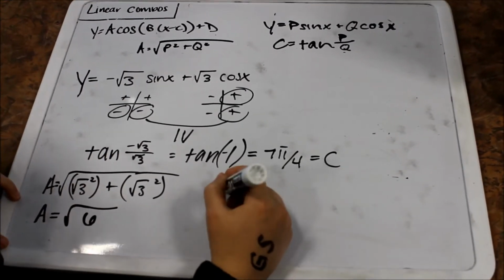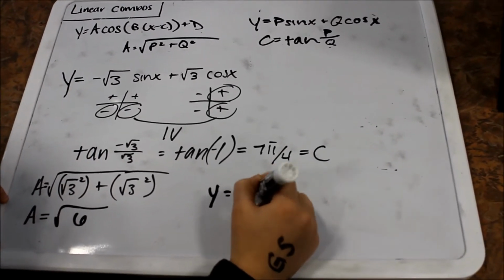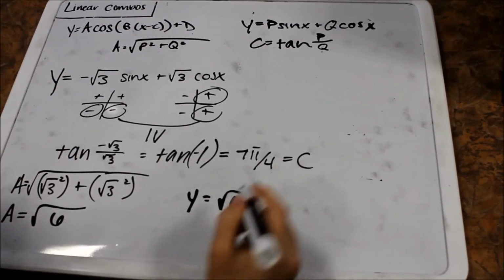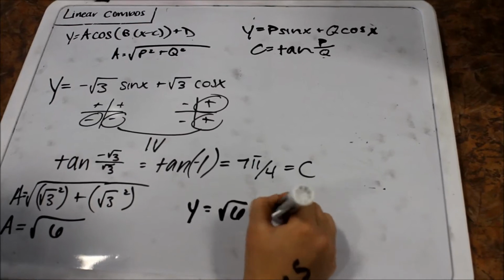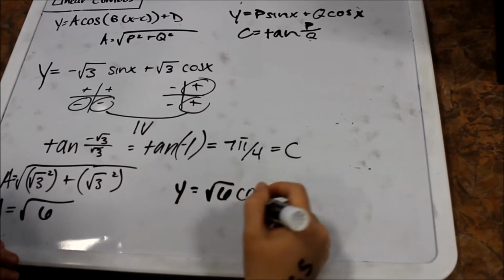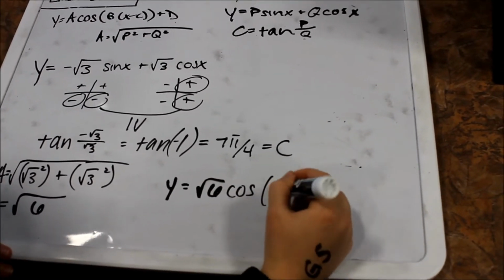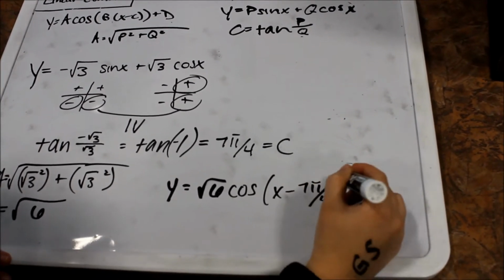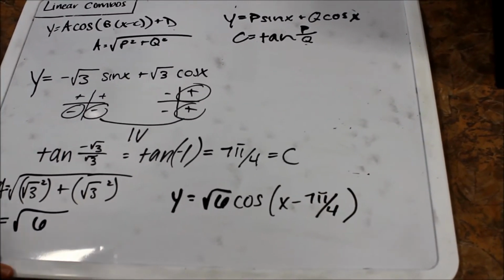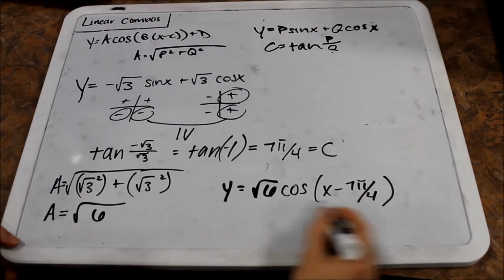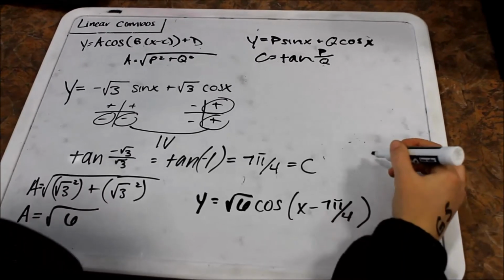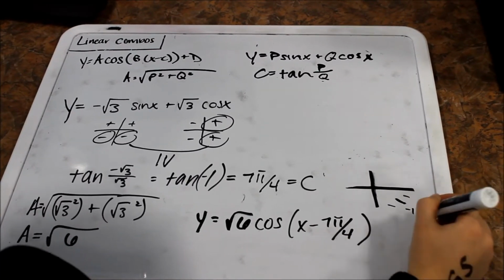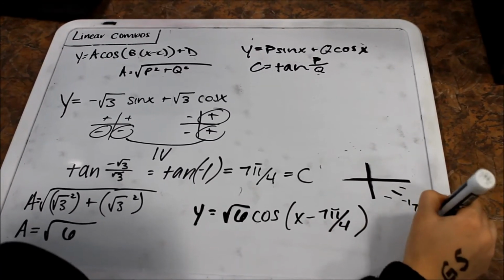So I can find that y equals square root of 6. I know that b didn't change because I can also check it with my calculator. So my new equation will be y equals square root of 6 cosine of x minus 7 pi over 4. And that's it. Alright, so we have this equation.